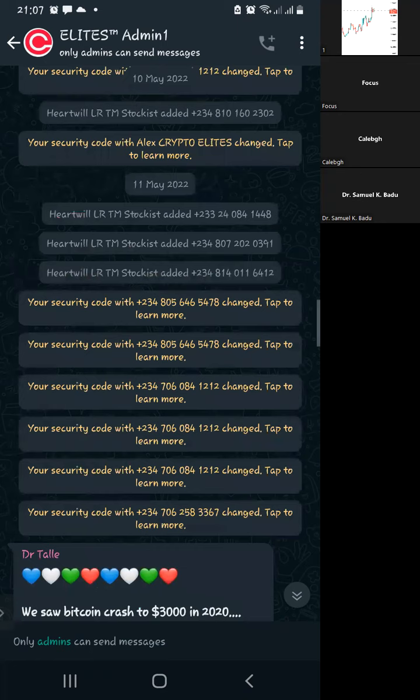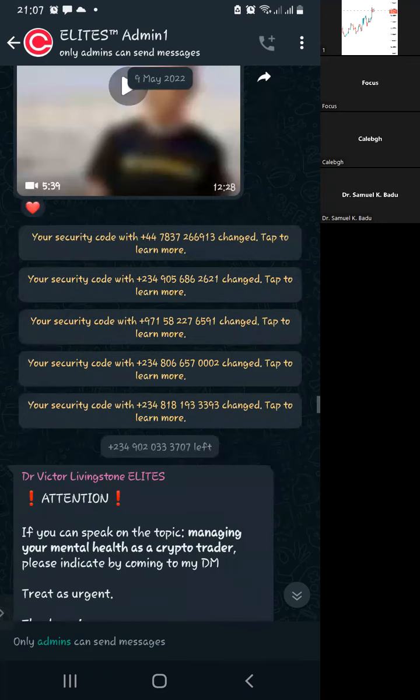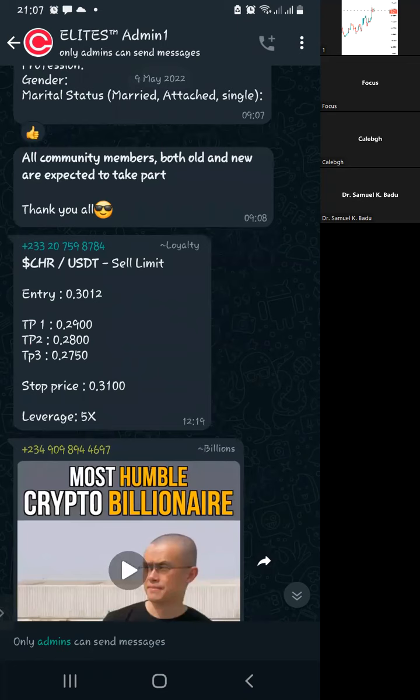All right, so this is an example. So let's take note of this. Okay, so you see this one, that's CHR USDT trading pair, sell limit, entry 0.3. And you see the take profit. The take profit is lower than the entry point. Hope you are seeing it. Entry is 0.3012. Take profit, that's the price at which you take profit. First take profit point, 0.29. Second take profit, 0.28. So you see that in this case, your profit is increasing as the price of the coin is dropping. That is where we have sell short.